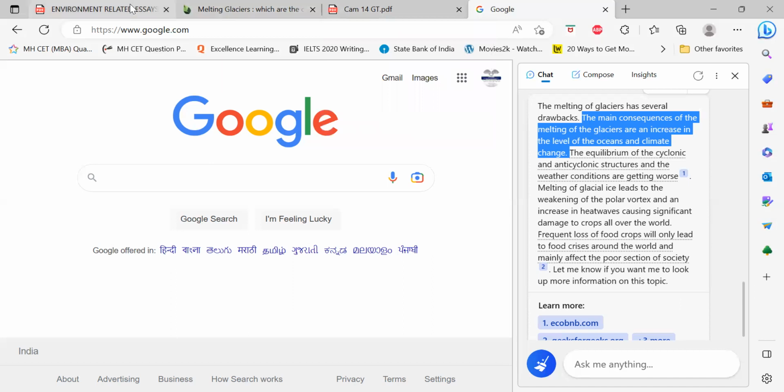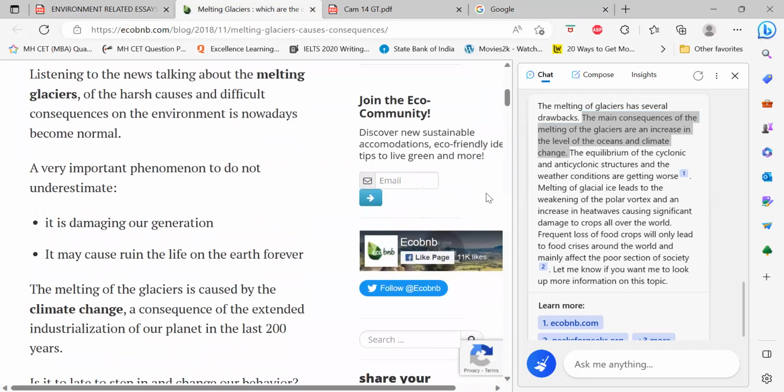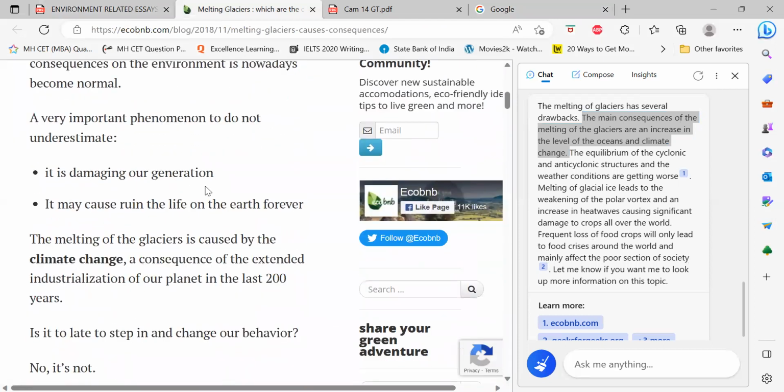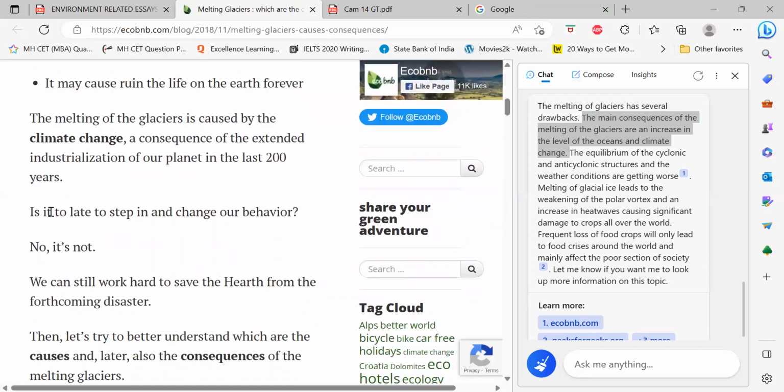So you think about it, you read about it, there are these actual research pieces. Okay, it's damaging our generation. It may ruin the life. And English is a problem here. It may ruin the life. Okay. Extended industrialization. Is it too late? There could be spelling mistakes on certain websites.